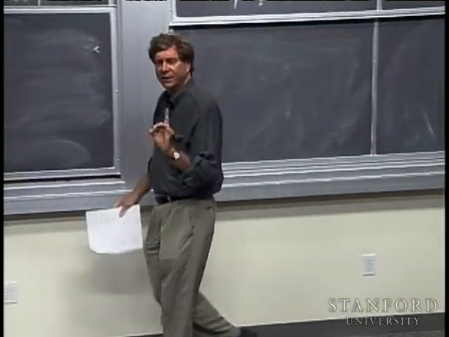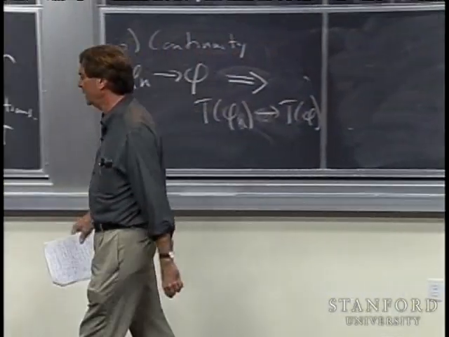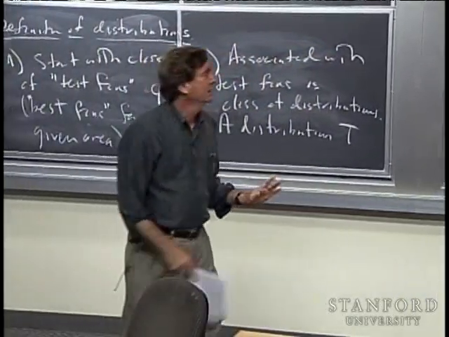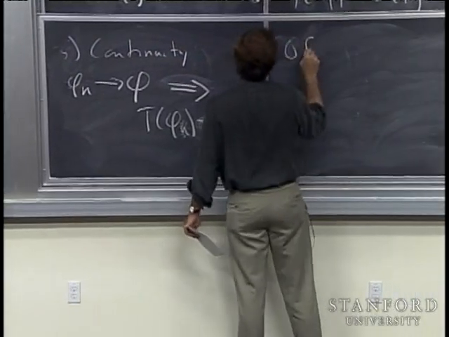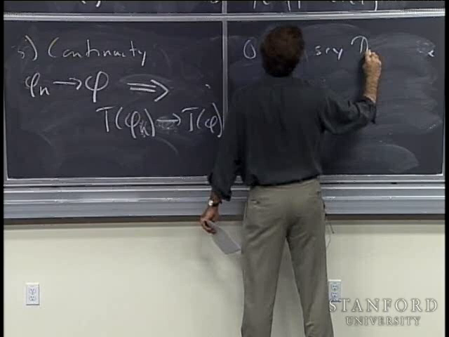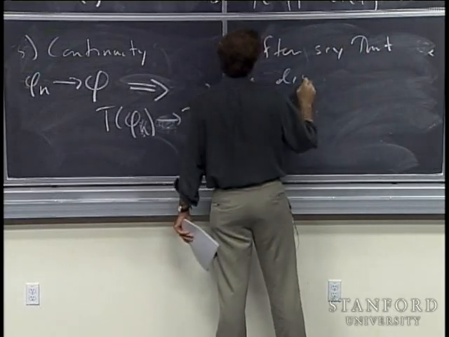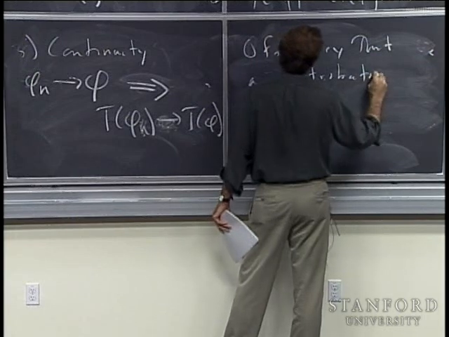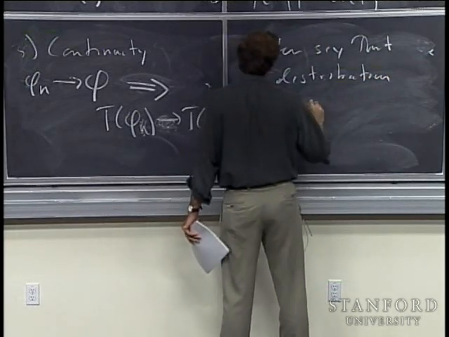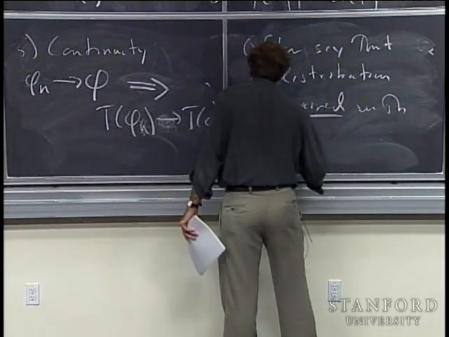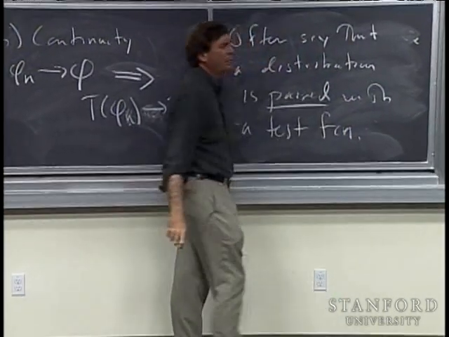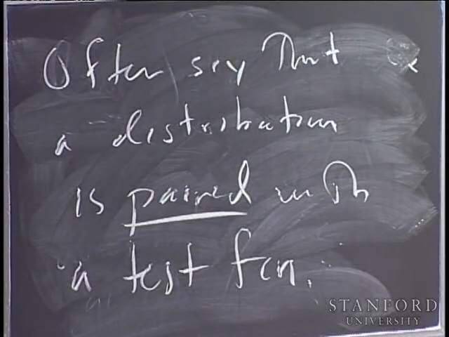All right. Now I want to introduce a little terminology and notation that's used in this subject, and that is you often say that a distribution is paired with a test function. Instead of saying it's operating on a test function, that's what's going on, you often say it's paired with a test function. And again, you'll see a reason for this in just a second, where specific pairings come up.